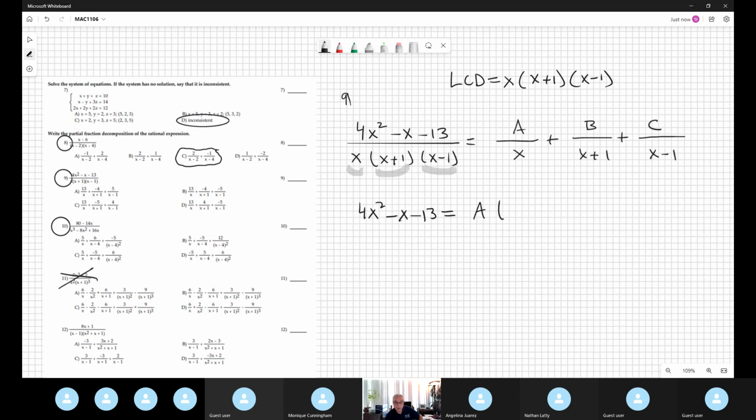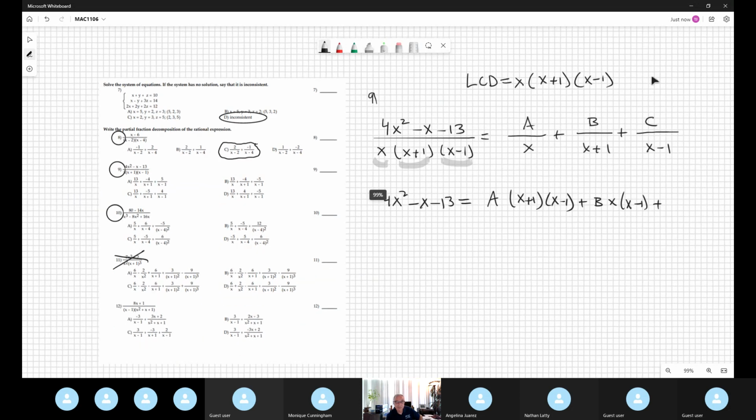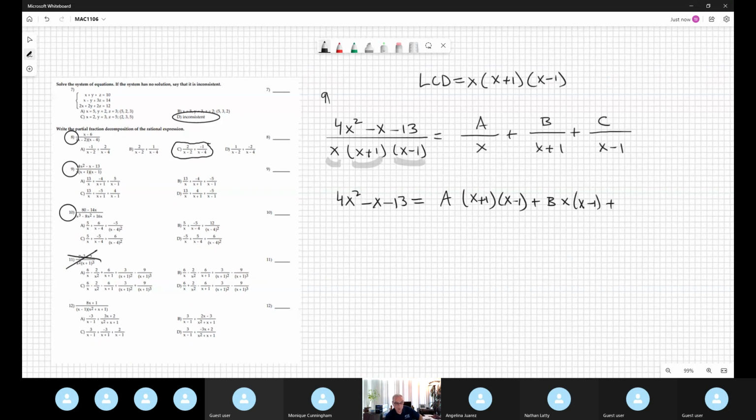You have A times x plus 1 times x minus 1, plus B times x. Let me try to write it differently. x minus 1, because the opposite we do not have here, it is cancelled, plus C times x again, multiplied by x plus 1. Is this idea clear or no?